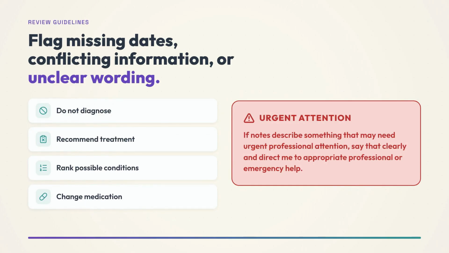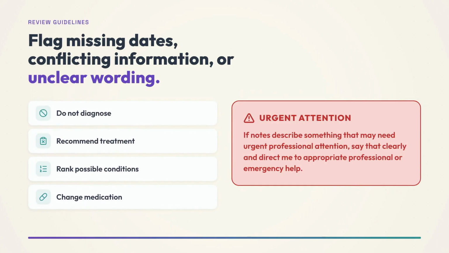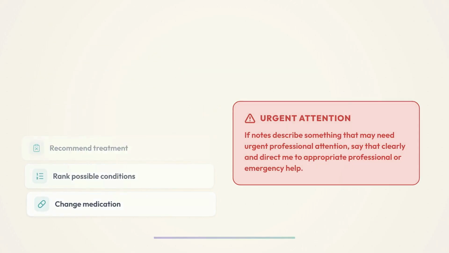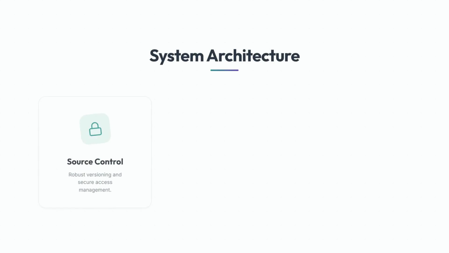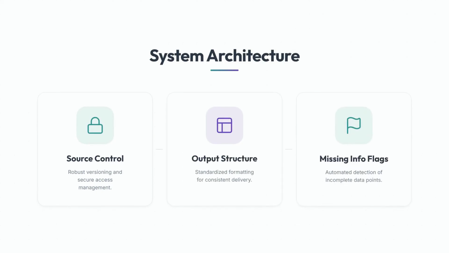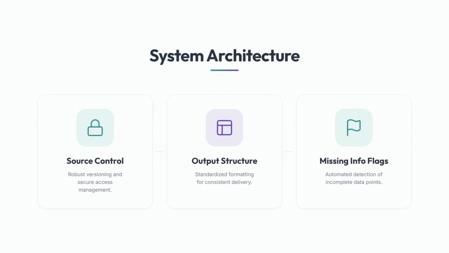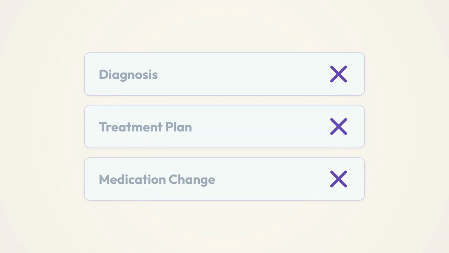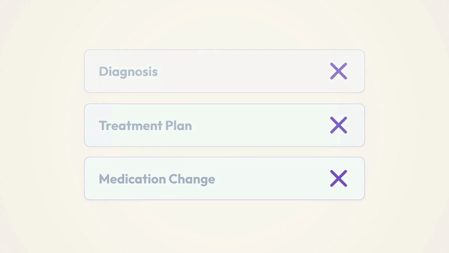If my notes describe something that may need urgent professional attention, say that clearly and direct me to appropriate professional or emergency help. Notice what this prompt does. It limits the source to information you supply. It names the output. It asks for missing information to be flagged. And it blocks the 3 things we do not want: a diagnosis, a treatment plan, or a medication change.